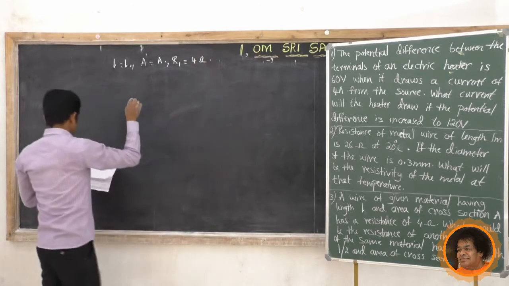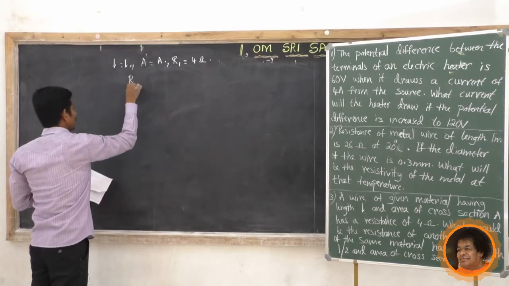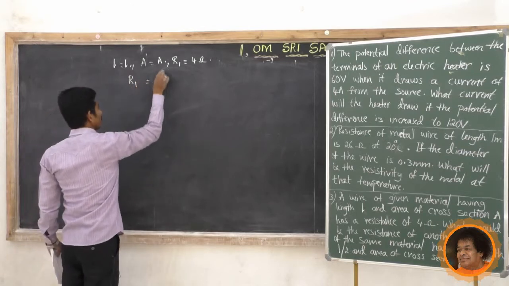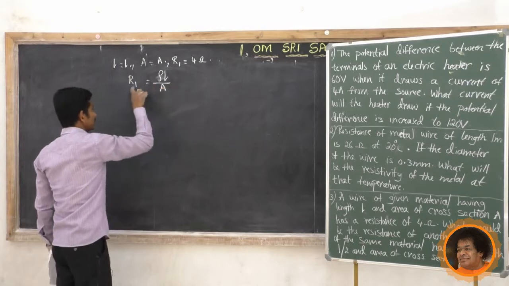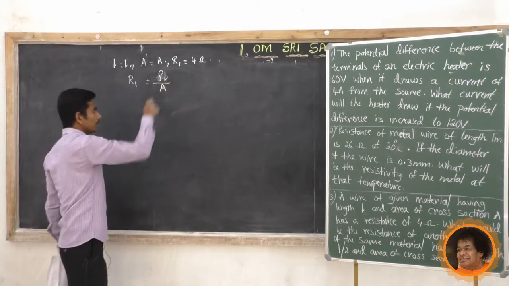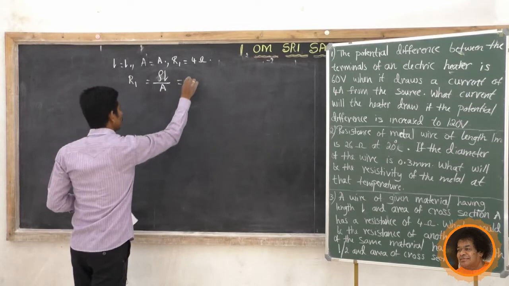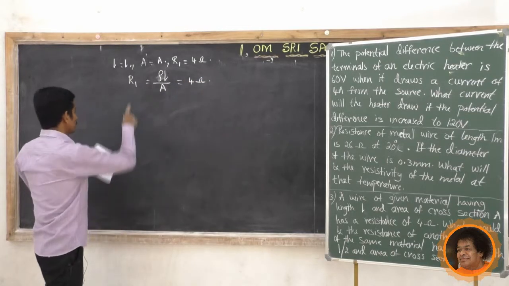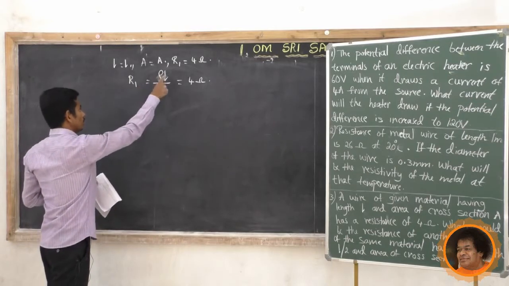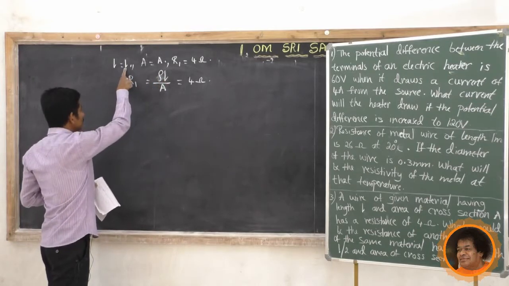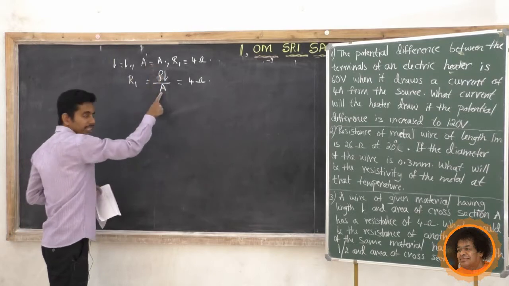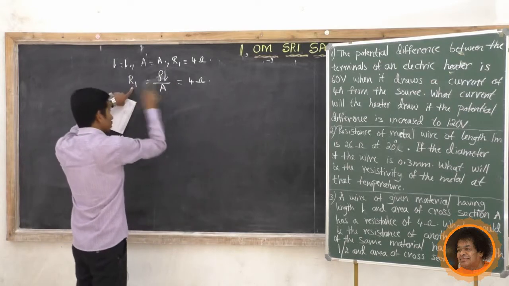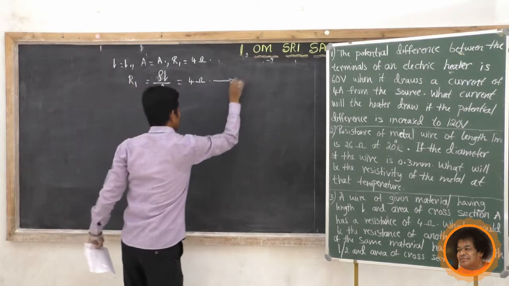From that we know the formula. R1 equal to rho L by A. The formula of resistance is rho L by A. It is equal to 4 ohm. Now can I substitute? Rho means rho, L means L only. What is A? The area of cross section also given, it is A. Equal to 4 ohm. Because R1 is 4 ohm, it is given, so it is equation 1.